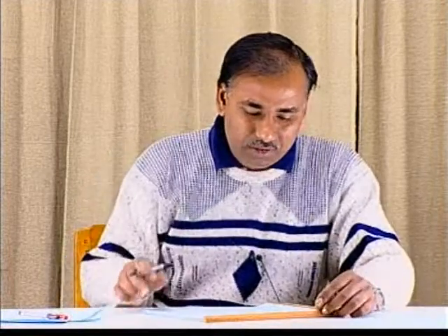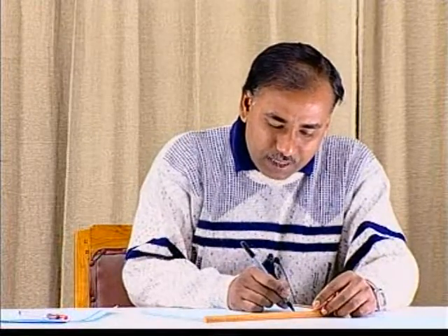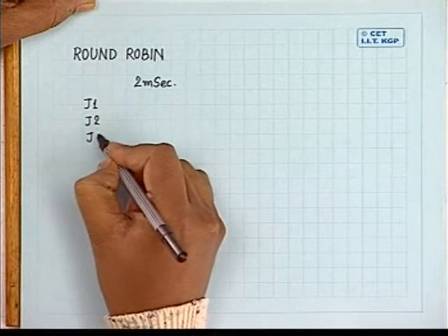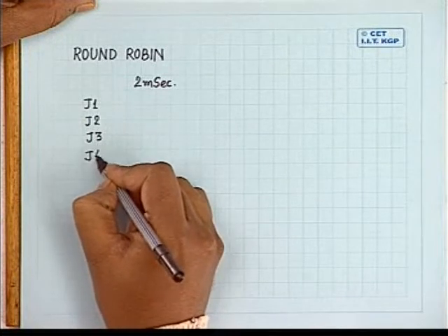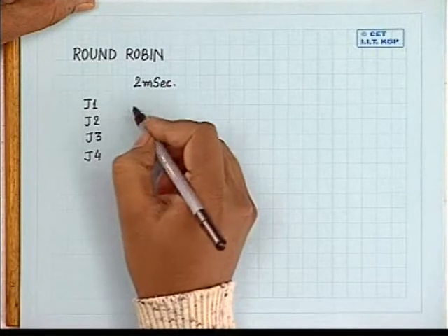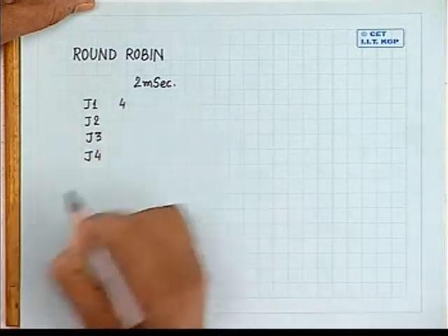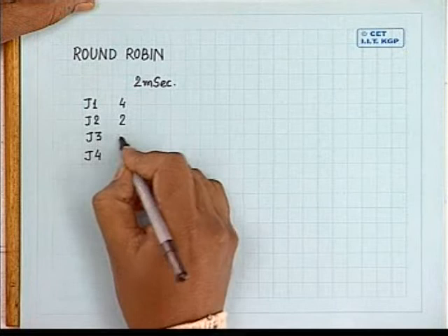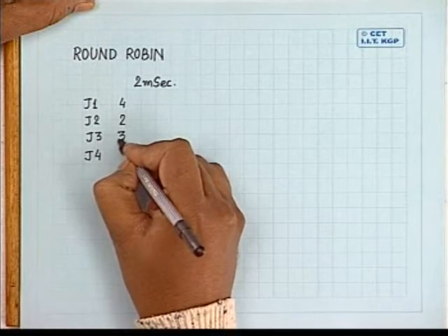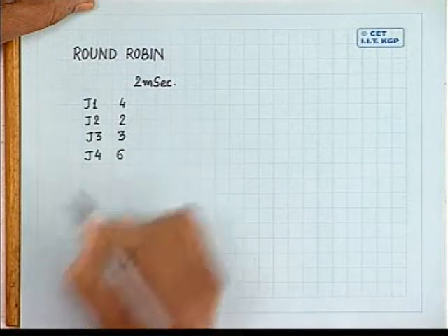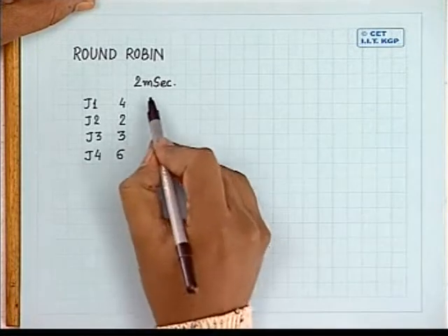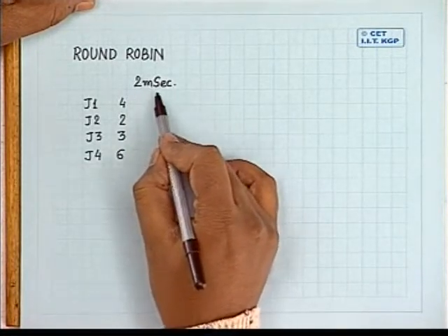So I have a situation like this. Coming back to a similar example, suppose I have job J1, job J2, J3, J4. Job J1, let us assume it takes 4 milliseconds. Job J2, let us assume it takes 2 milliseconds. Job J3 may take 3 milliseconds. And job J4 may take 6 milliseconds. Now let us see how that round robin scheduling will work on this sequence of jobs. Our assumption is that the CPU time quanta is 2 milliseconds.